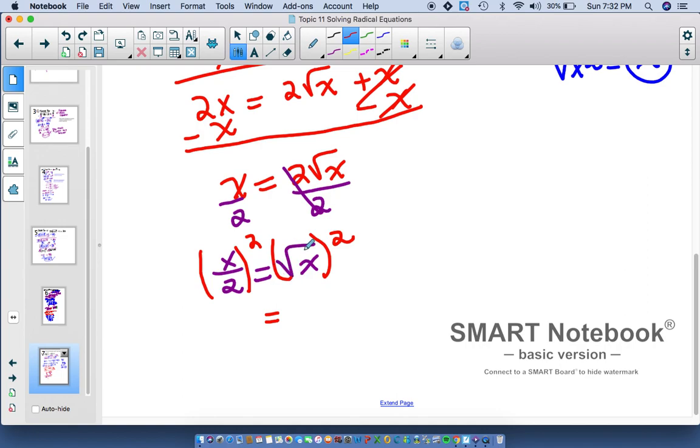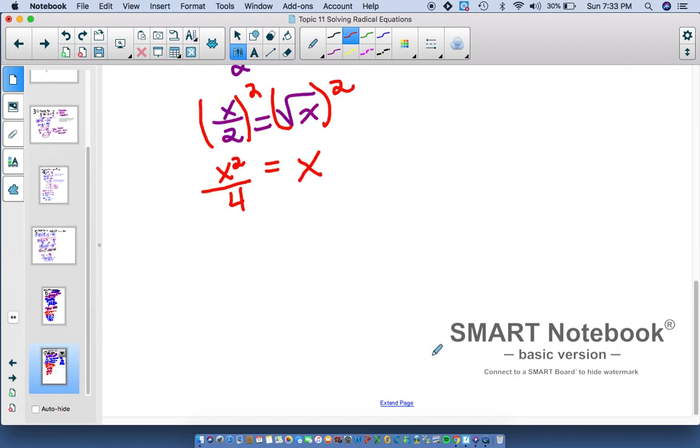So on the right side, the square root and the squared are gonna cancel to give us x. On the left side, I have a fraction being squared, so I can square the numerator, so x squared, and then I can square the denominator, so that's 4. Well, here's the thing, actually. I'm gonna multiply both sides by 4. I'll show you why in a second. So these will cancel. I have x squared equals 4x.